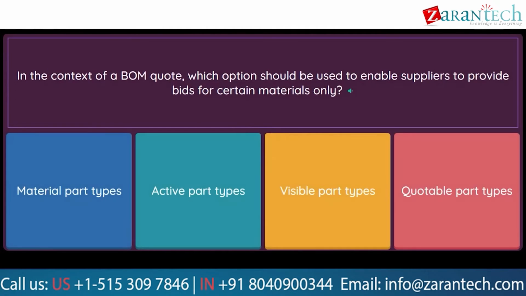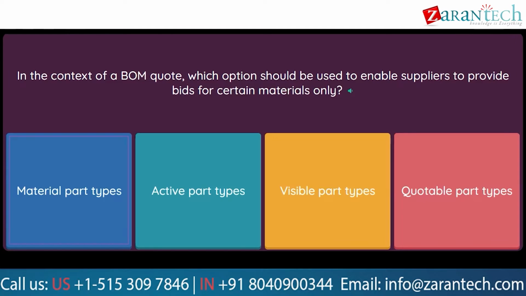Question: in the context of a BOM quote, which option should be used to enable suppliers to provide bids for certain materials only? Option 1, material part types. Option 2, active part types. Option 3, visible part types. Option 4, quotable part types.